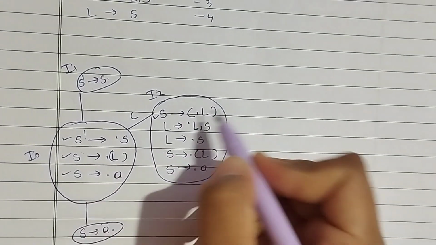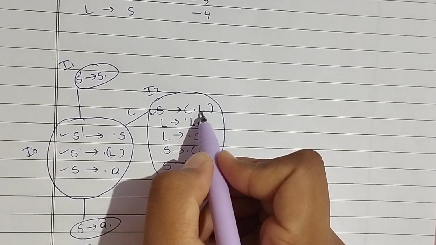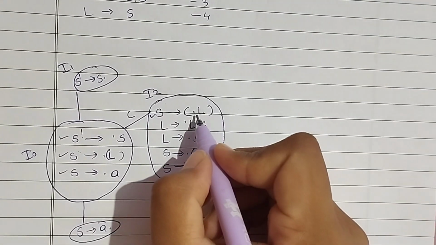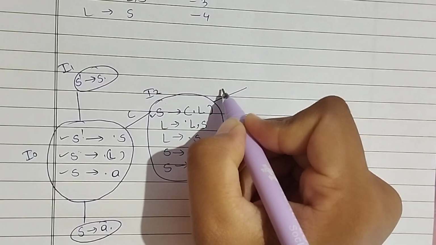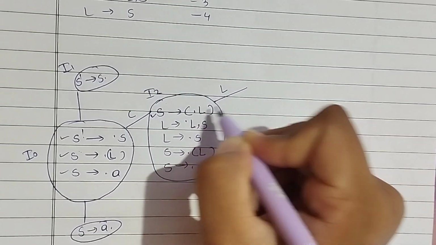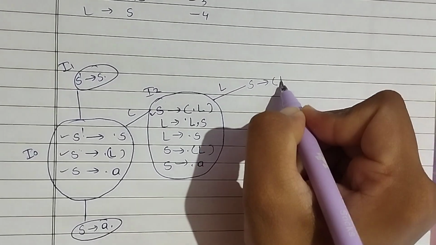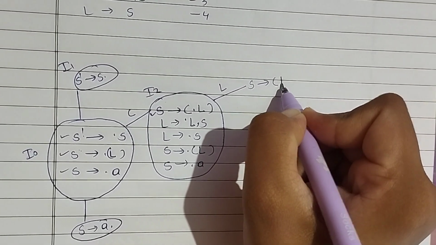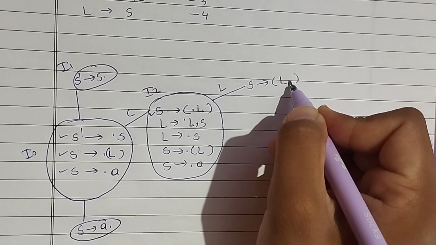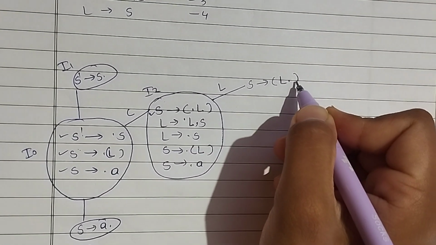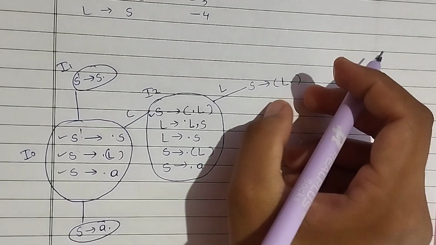So the first one is this: S → (·L). We move this dot with respect to L. So with respect to L we move the dot: S → (L·). Now after this dot the terminal is present, so we do not need to explore more. So this is the final state for this.